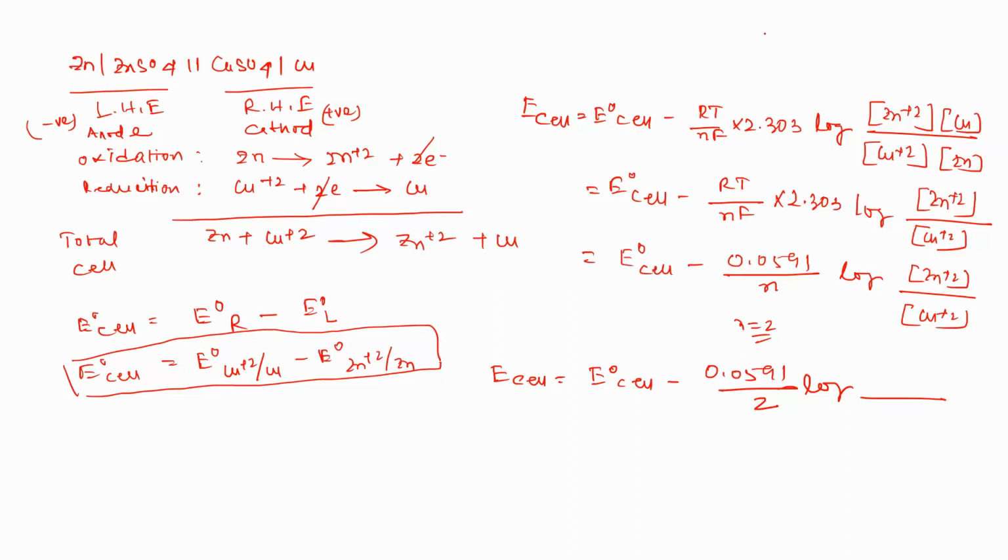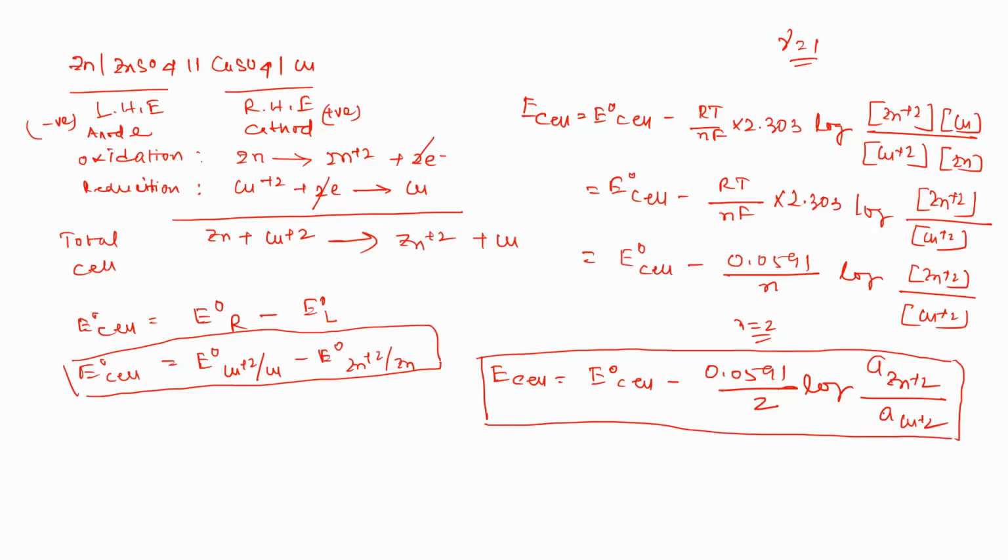Where we know that when the activity coefficient is 1, then concentration is equal to the activity. So here, activity of zinc plus 2 by activity of copper plus 2. So in this way also we can write the Nernst equation. This is the law where we have expressed the Nernst equation as an activity term. So this is the fundamental thing.